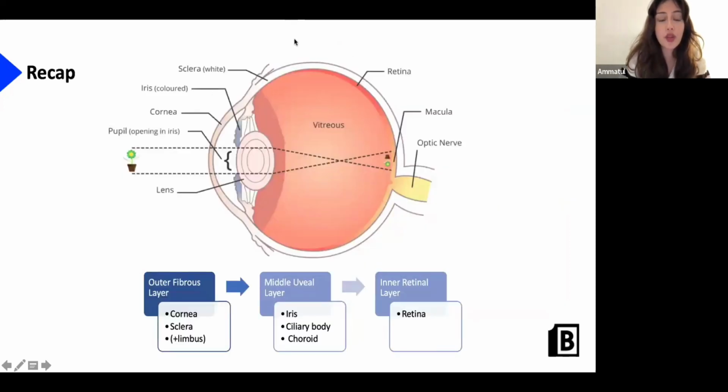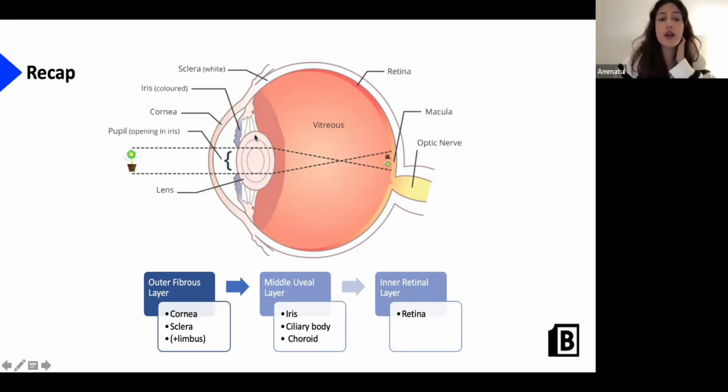Okay. So just a recap of what we've covered so far. We have the outermost fibrous layer consisting of the cornea, the sclera, and the limbus. Then we have the middle uveal layer, which consists of the iris, the ciliary body, and the choroid. And then we have the inner retinal layer, which just consists of the retina. Now we'll move on to seeing it a bit differently, and by this I mean seeing it from the different segments. We won't go too much into the posterior segment because that's pretty much just the vitreous humor. We'll talk about the anterior segment.